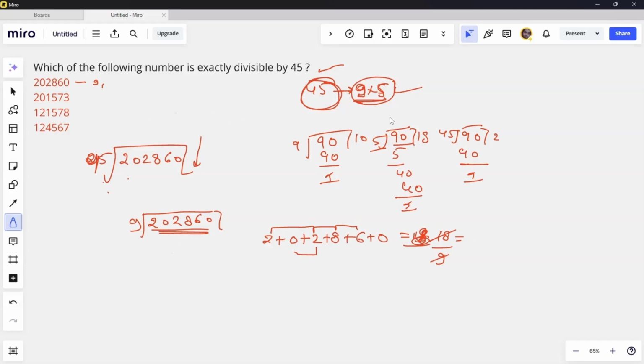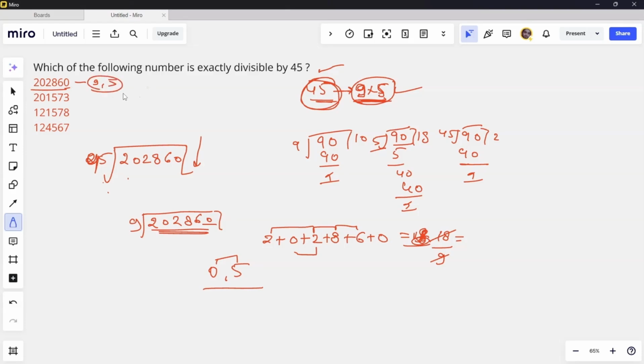Now, what I told you: if the number is divisible by both of these numbers, not only one, it means that particular number will also be divisible by 45. So let's check whether it is divisible by 5 also. What is the divisibility rule of 5? If the number's unit digit is 0 or 5, it means that particular number is completely divisible by 5. And as we can see, the unit digit of the number is 0. It means it is completely divisible by 5.